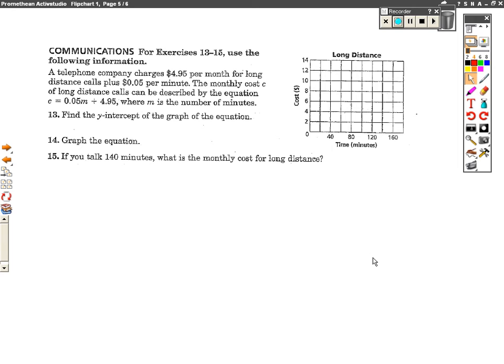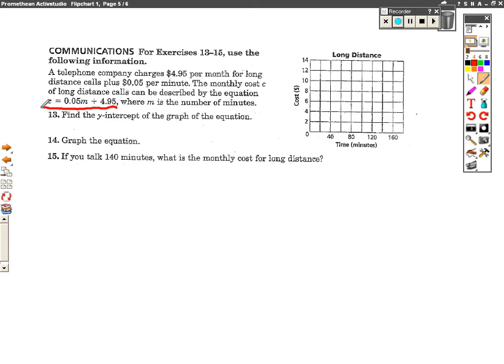Let's go over the next two problems, the word problems, very important problems. All right, so it says a telephone company charges $4.95 per month for long distance phone calls plus 5 cents per minute. The monthly cost C can be described. So they already put it in an equation for you, but you guys know enough that you would have been able to do that yourselves.